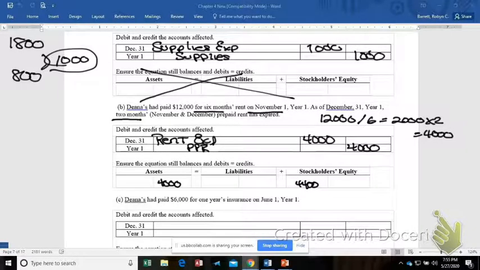All right, now we have another one. Deanna paid $6,000 for insurance for 1 year. So now we got to figure out what that's going to be per month. So 12, divide that by 12 means that it is $500 a month. So how many months have gone by? It's now December 31st. So how much do we put under here? How much has she used up?